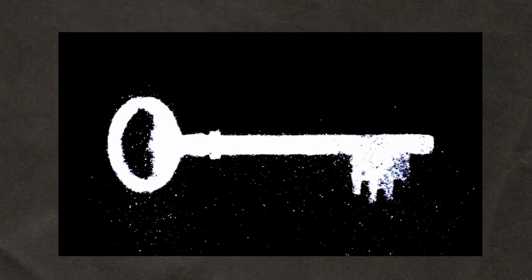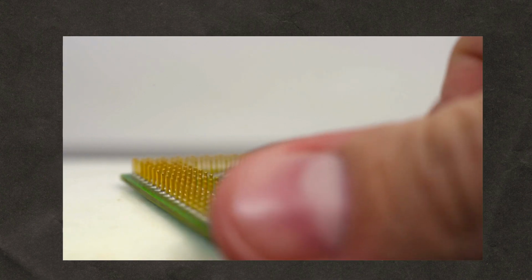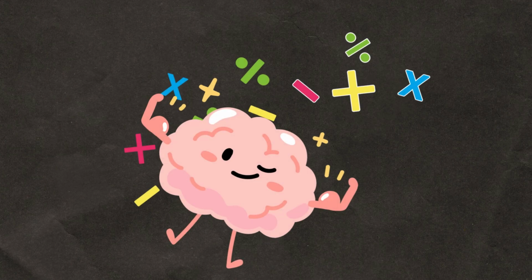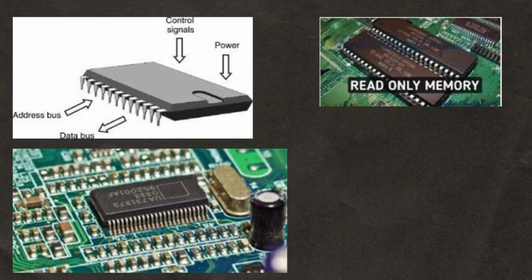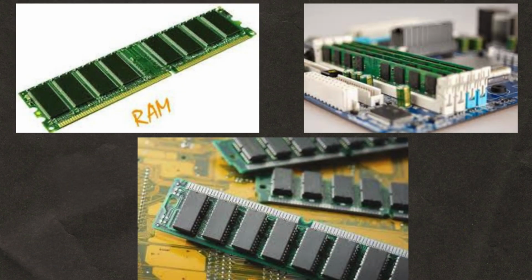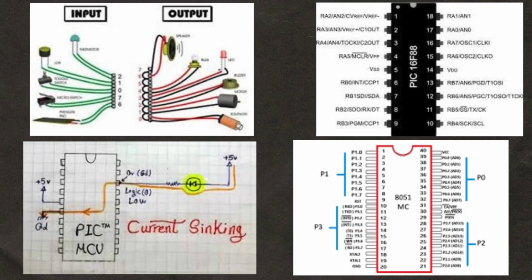Key components of a microcontroller. Central Processing Unit, CPU. It executes instructions and processes data. It's the brain of the microcontroller. Memory. ROM, read-only memory, stores the firmware, program, permanently. RAM, random access memory, temporary storage used by the CPU for data processing. Flash memory, non-volatile memory for storing the program code, allowing reprogramming and updates.